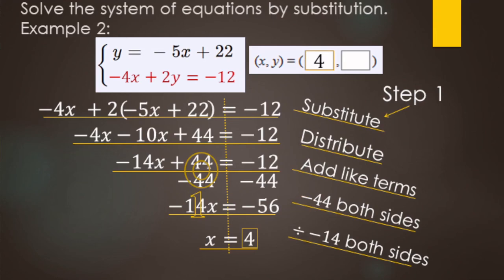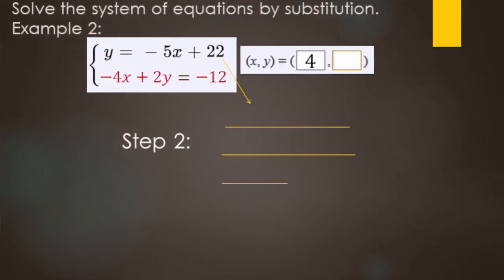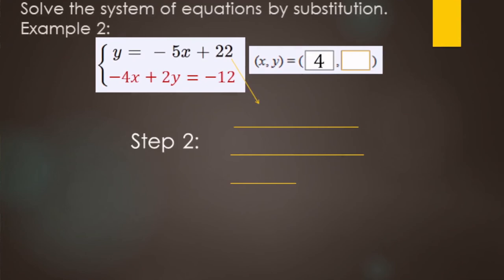Next up, we need to find that y value. For finding that y value, we can use either equation. We're going to replace the x with a 4, there or there. This one's going to be easier to use. We're looking for y, and it already says y equals. Now we just replace the x in negative 5x plus 22 with a 4.